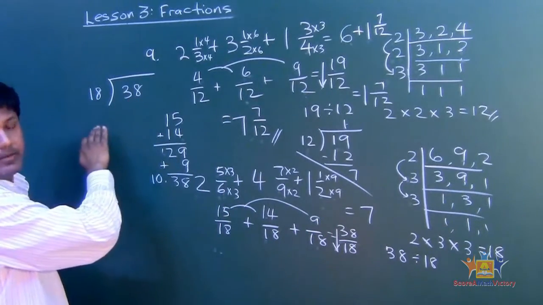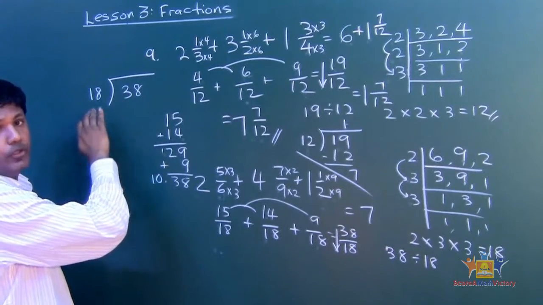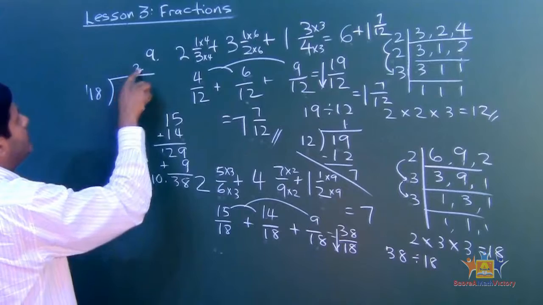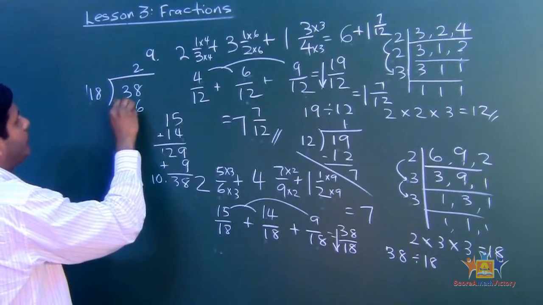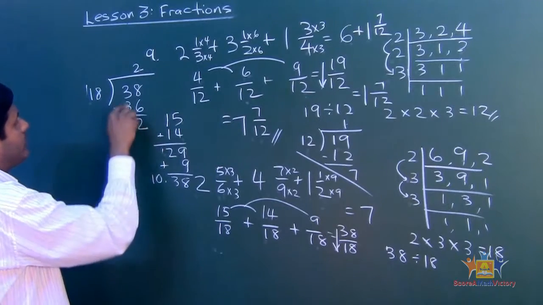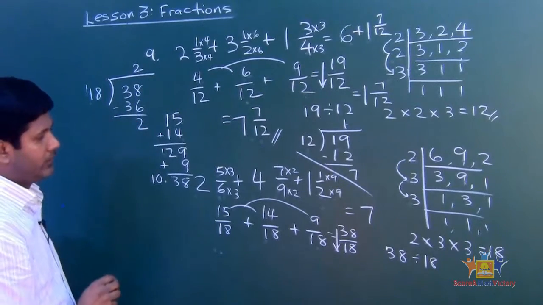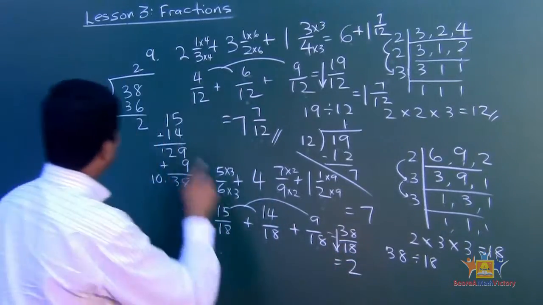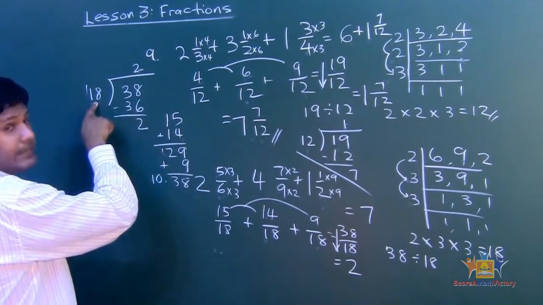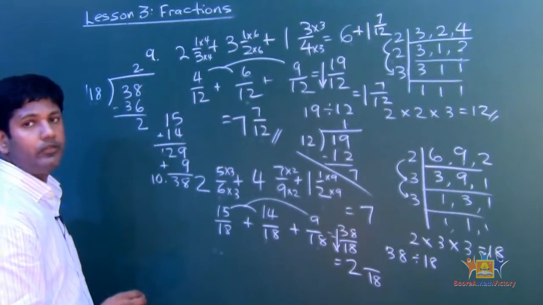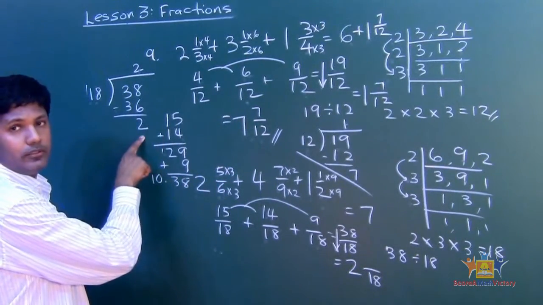How many times does 18 go into 38? 2. Okay, we know that 2 times 8 is 16, carry 1, 2 times 1 is 2, plus 1 is 3. See that? 8 minus 6 is 2, 3 minus 3 is 0. Alright, so that tells you what? 2 is the whole number, 18 is your denominator, and your remainder is going to be the numerator, the 2.